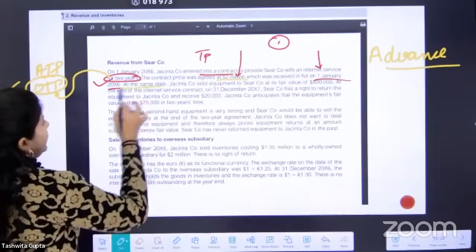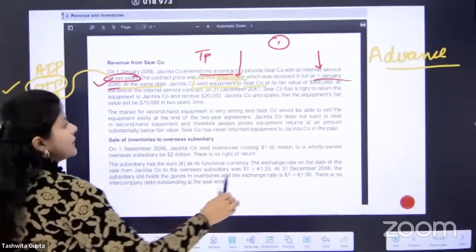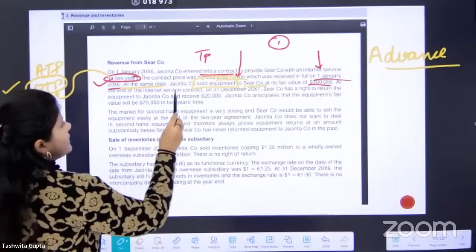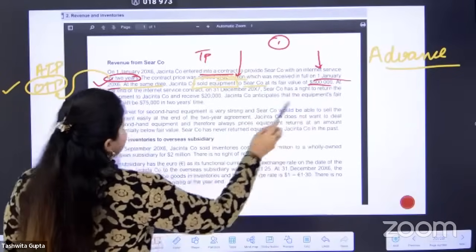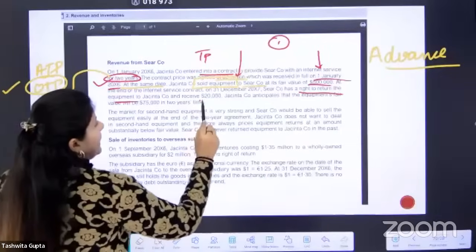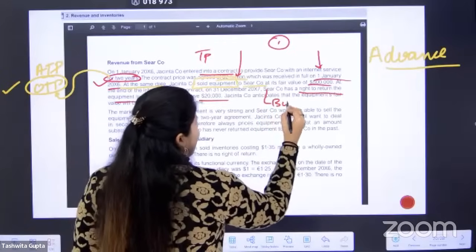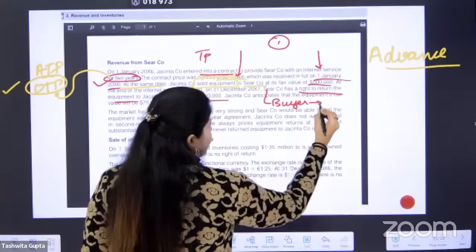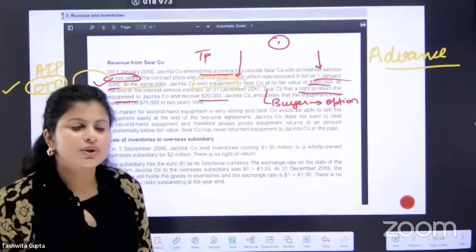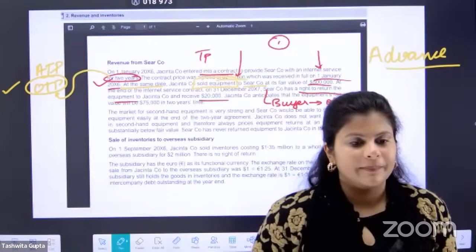They're saying at the same date, this company sold equipment to this Seer company at its fair value of 5 lakh. At the end of the internet service contract, Seer company has a right to return the equipment and receive 20,000. So Seer company is the buyer and the buyer has an option to return. What kind of option is that? If the buyer has an option to return the product, what kind of option is that?